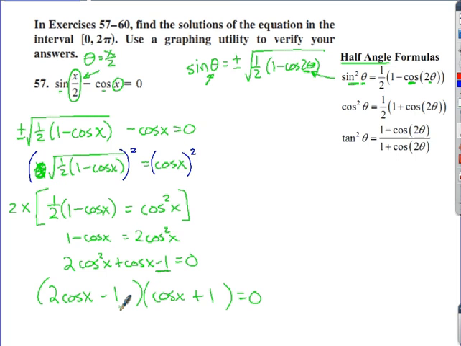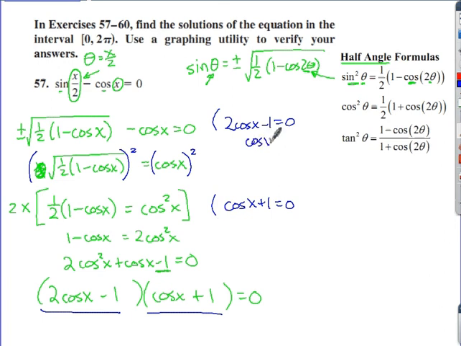Okay, so we have two equations now. Let me switch over to another color so I don't get mixed up. So we have 2 cos x minus 1 equals 0, and we also have cos x plus 1 equals 0. Okay, so those are the two equations. So what do we have here? We have cos x equals 1/2, and the other one says cos x equals -1.